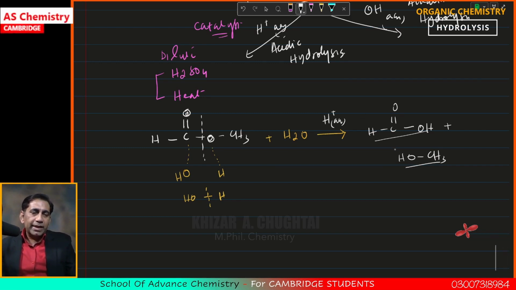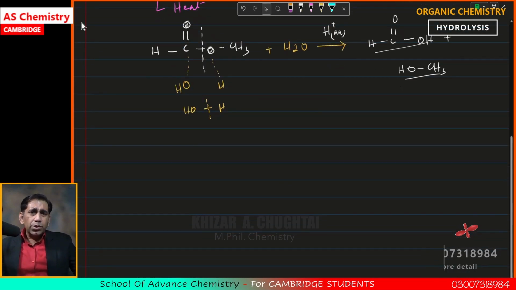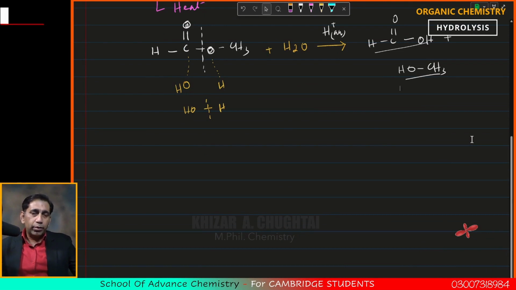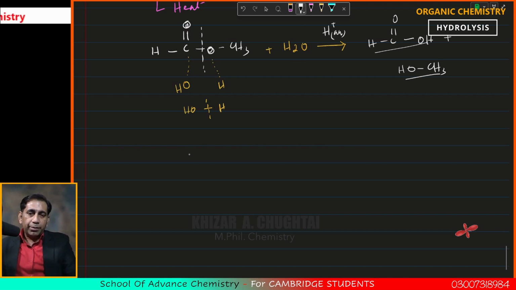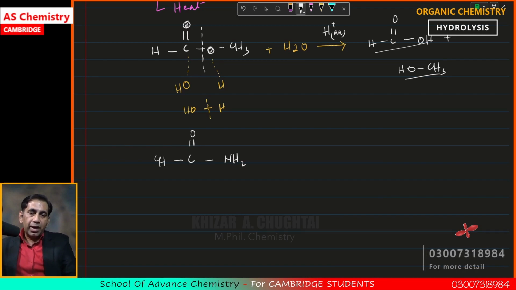Same is the case with ethanol or any alcohol. No alcohol is supposed to react with any H positive ion or OH negative ion. So this one is the basic general equation and the product. Now I'm going to write another compound that can once again be hydrolyzed. It is called an amide, and its name is ethanamide.